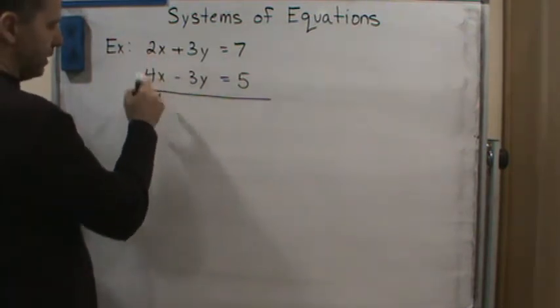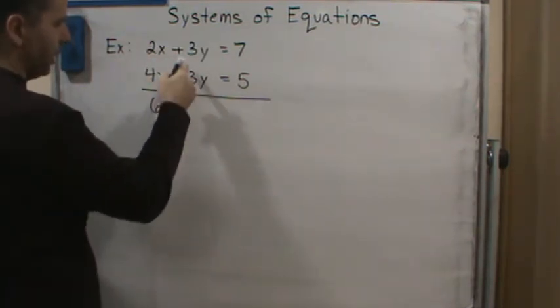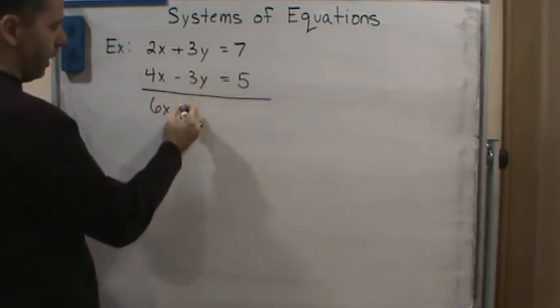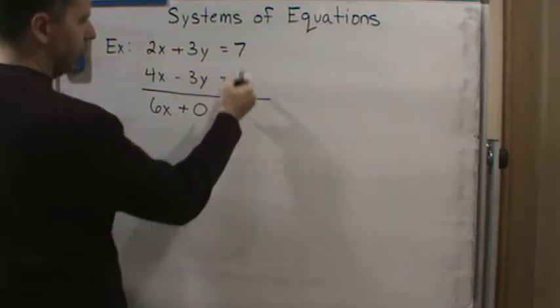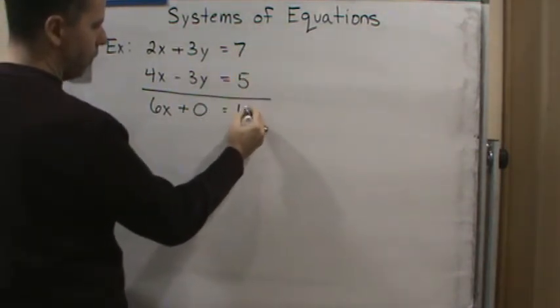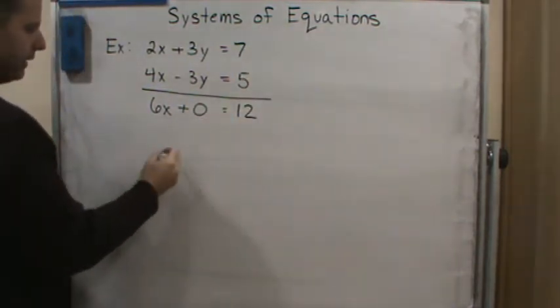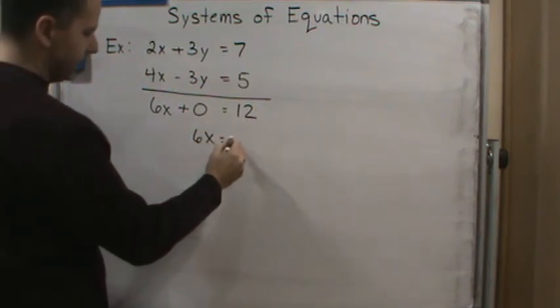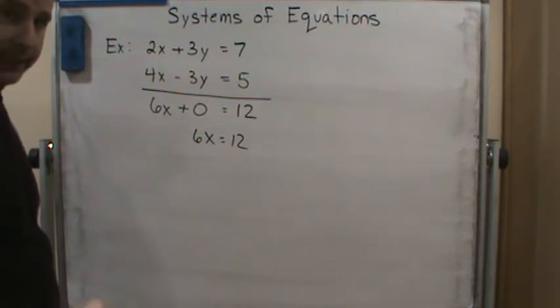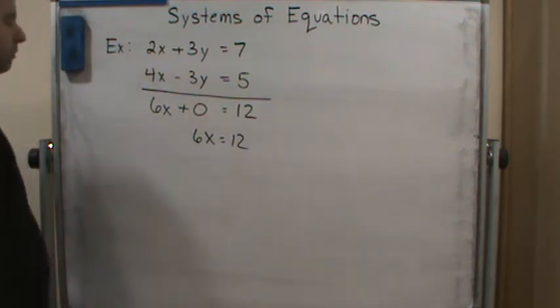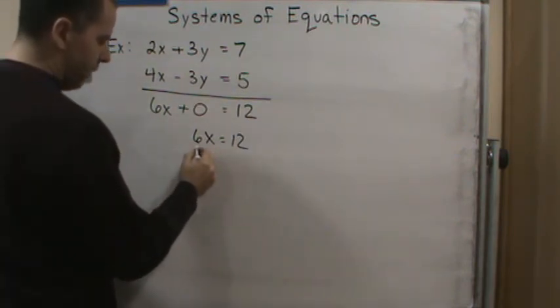So if we add these two, we get 6x. 3y minus 3y gives us 0. And then 7 plus 5 is 12. And so what we end up with is 6x equals 12. And so the y variable has been effectively eliminated. Okay? So now all I have to do is solve for x.